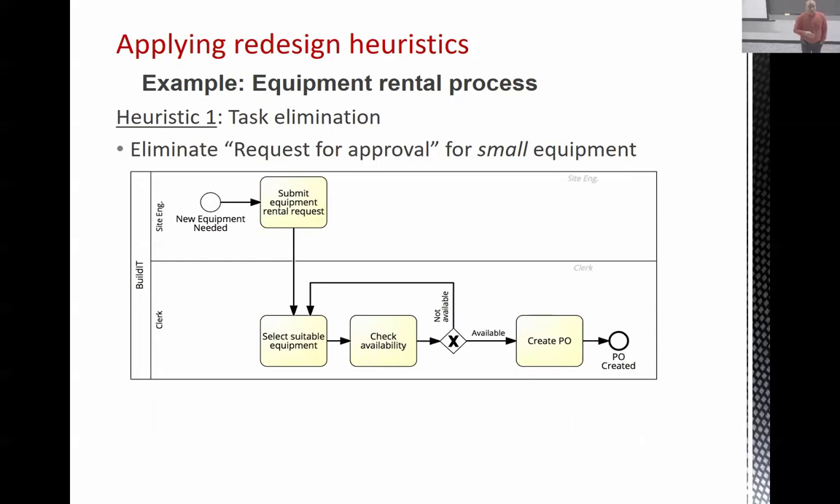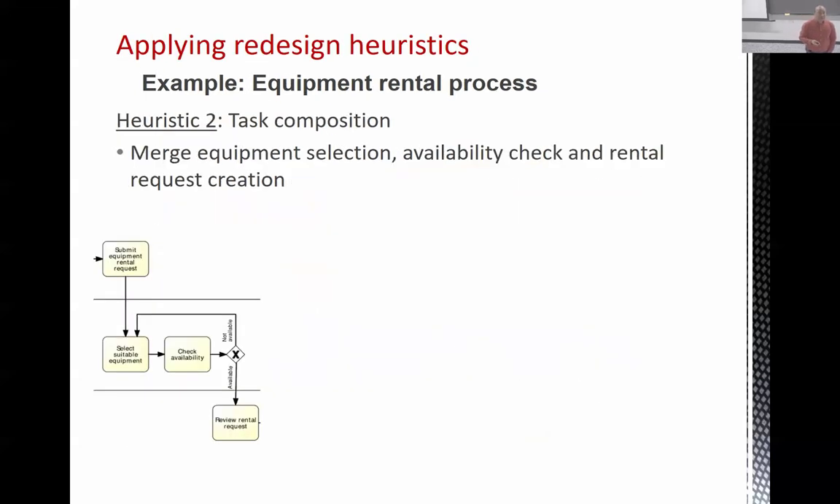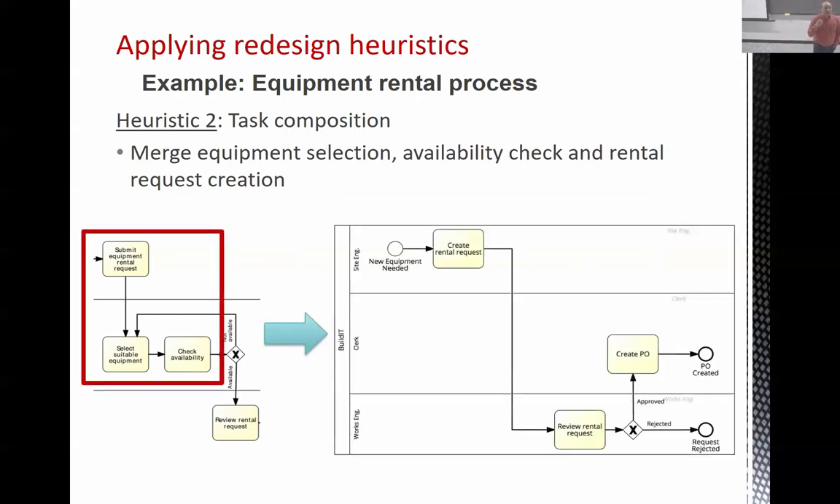Let's assume we decide to remove that for small equipment. At least we get a much simpler, more streamlined process, but we can do more for those cases. We can compose multiple tasks. For example, task composition. Instead of the site engineer filling in a form, the clerk reviewing it, looking in a catalog, then contacting the supplier to check the availability, why not set up a self-service system that will allow the site engineer themselves to look at the catalog, pick up the equipment they want to rent, select it, and create the purchase requisition straight away from there?